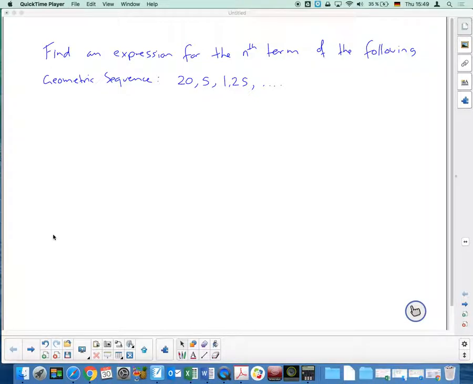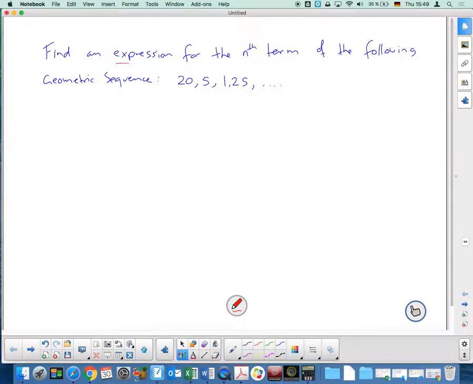This is a straightforward question which just gives you a list of numbers. They actually tell us here it's a geometric sequence, and we've got to find an expression for the nth term. That's sometimes also called getting an expression for the general term, and that means that you're going to be using n in a formula. So that's just two ways it's presented.